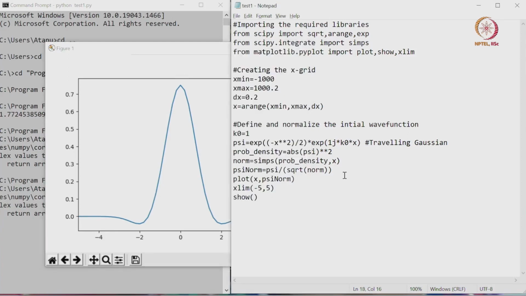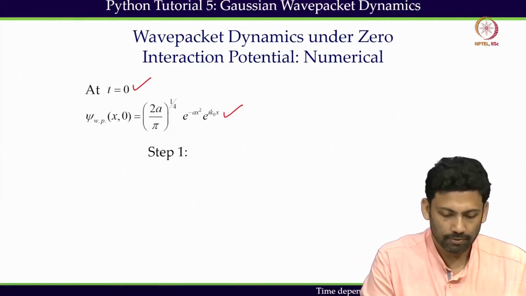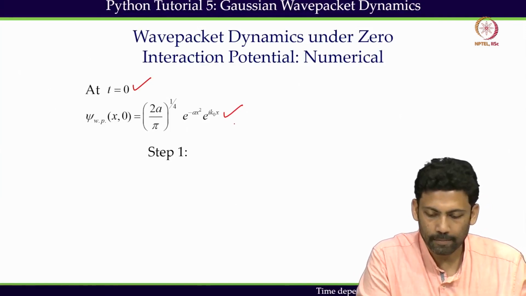The initial wave function we have defined already, and we can see that it is centered at x equals 0 position. These are the points we have found from this.